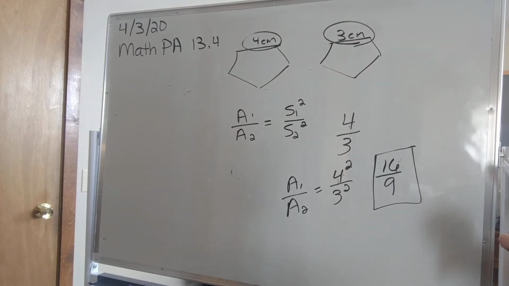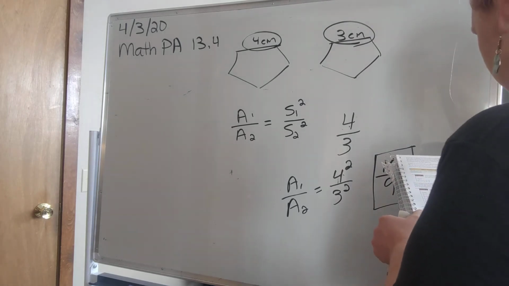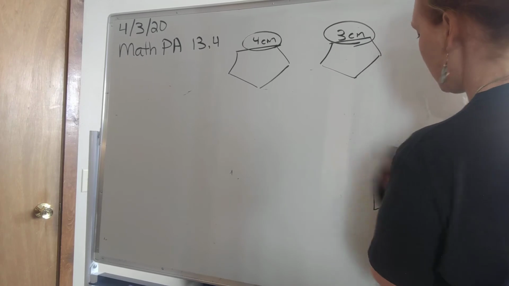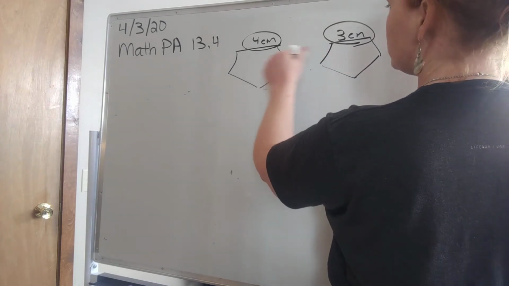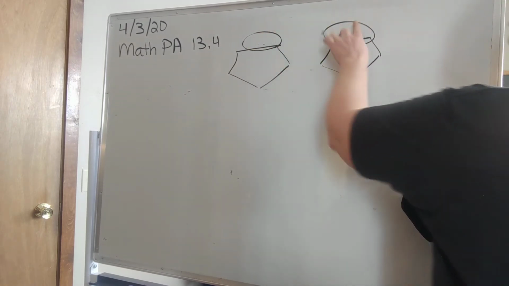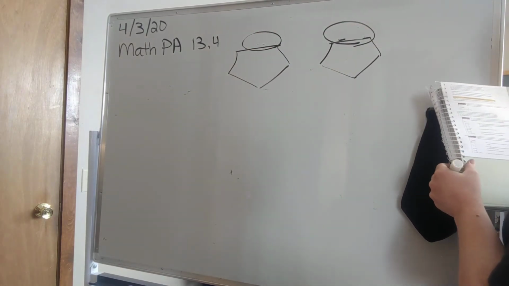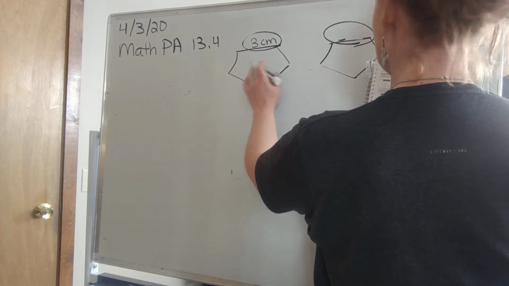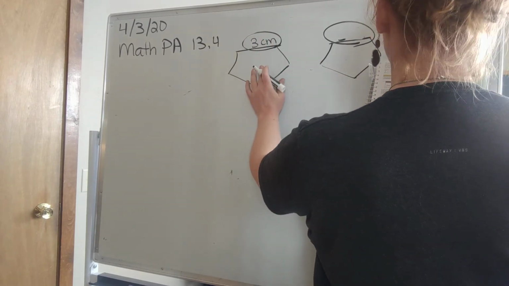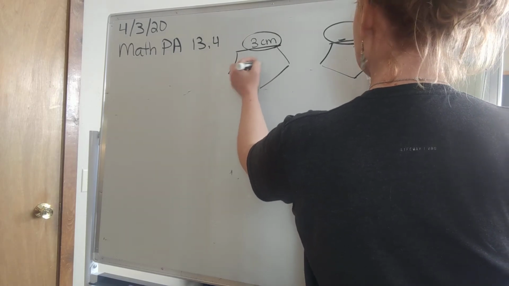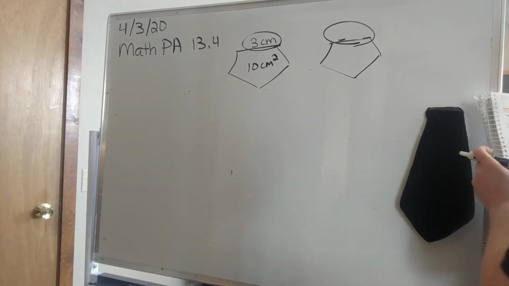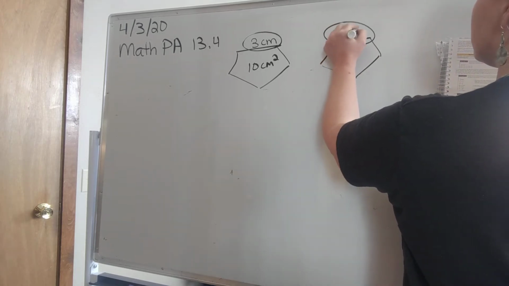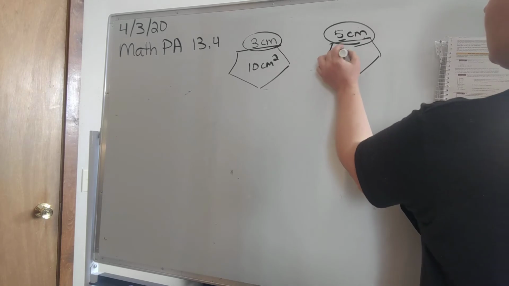Okay. Example 4. The first of two similar polygons has a side of 3 and an area of 10. This time it doesn't tell us what kind of shape, because poly means many sides, so we don't know exactly what shape we're dealing with. I'm just going to leave this one up here because we're just looking at the one side. It says the first of two similar polygons has a side of 3 centimeters and an area, remember, not the perimeter, but the area of 10 centimeters squared. Then it says the corresponding side of the second is 5 centimeters. What is the area of the second one?